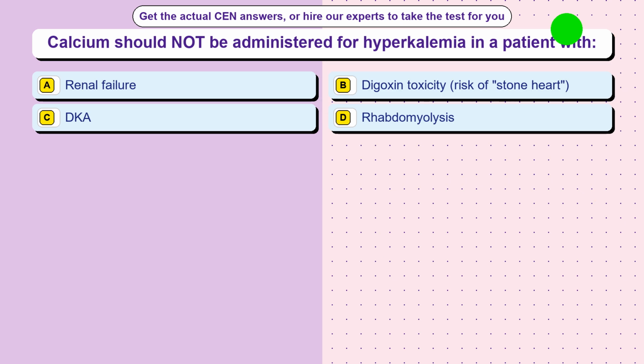Question 60. Calcium should not be administered for hyperkalemia in a patient with Option A, renal failure. Option B, digoxin toxicity, risk of stone heart. Option C, DKA. Option D, rhabdomyolysis.